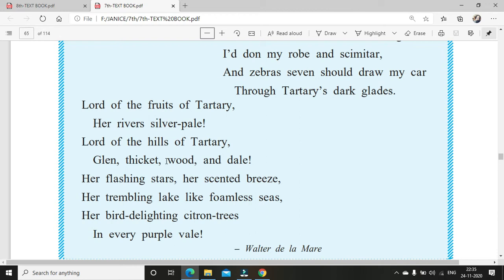Lord of the hills of Tartary, glen, thicket, wood and dale. Glen is a very narrow valley. Thicket is a thick bush of plants or shrubs. Wood is your jungle and dale is again a valley. So dale and glen are almost the same. So it's tautology. Glen and dale, tautology. I hope you are writing.